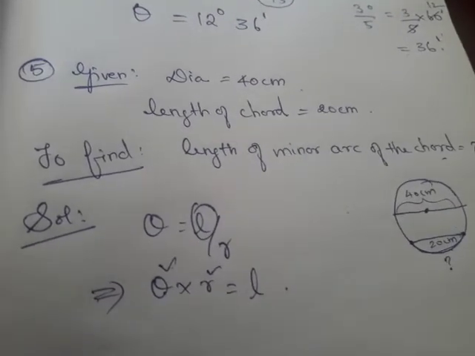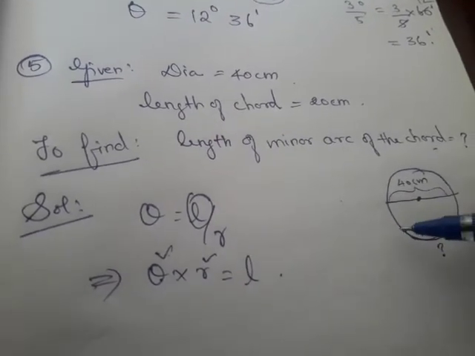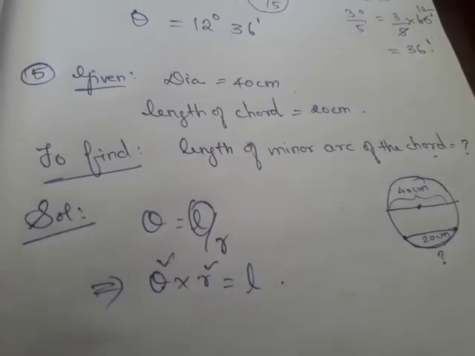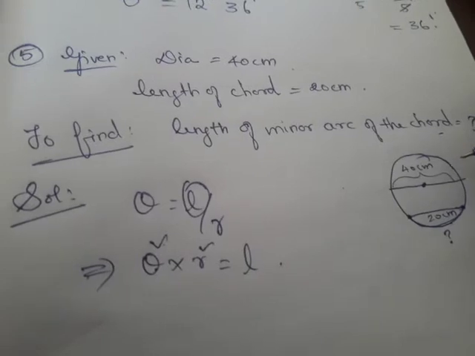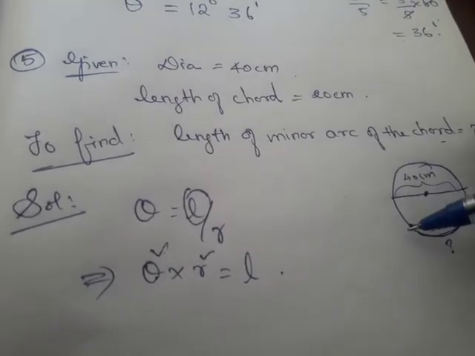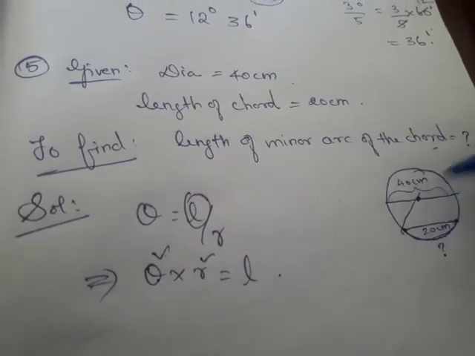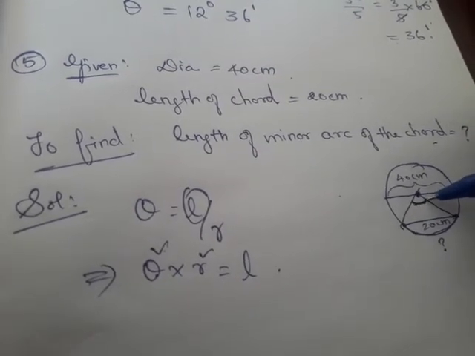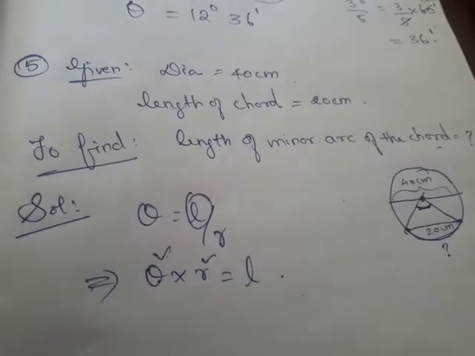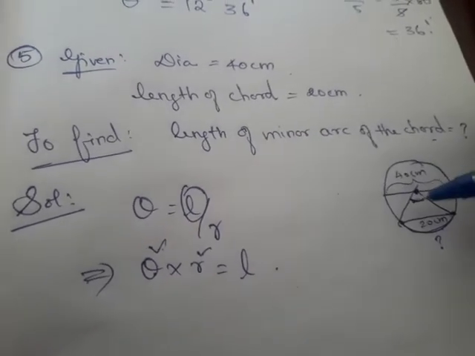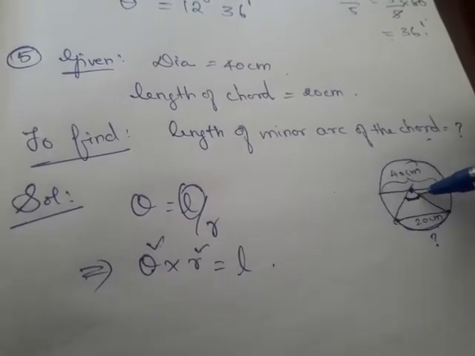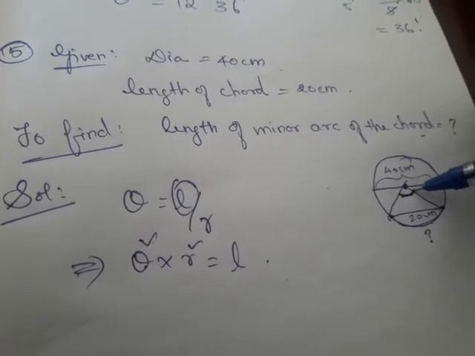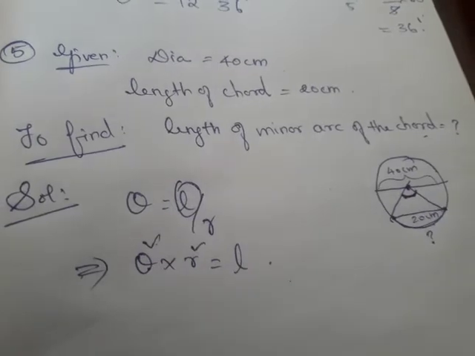Theta represents what? The angle subtended at the center. That is the measure of theta, right? So we need to find this measure. If we know this measure, we can substitute and find what our L is. But again, this measure we will get in what? Radian. Only if we know this measure in radian can we substitute and find out.